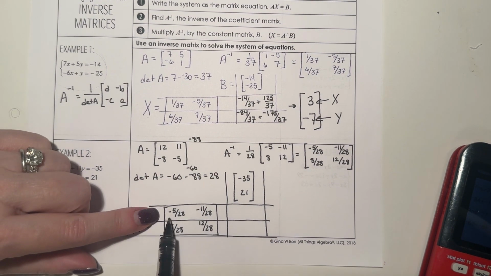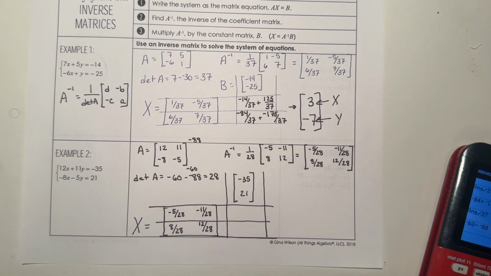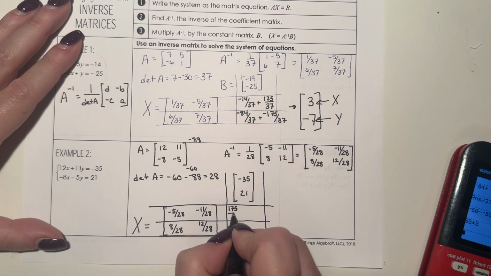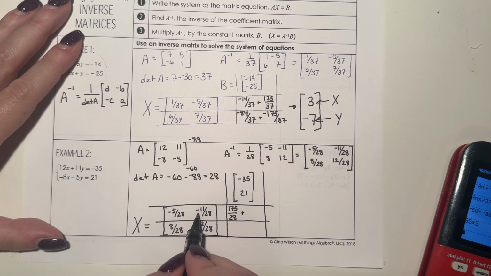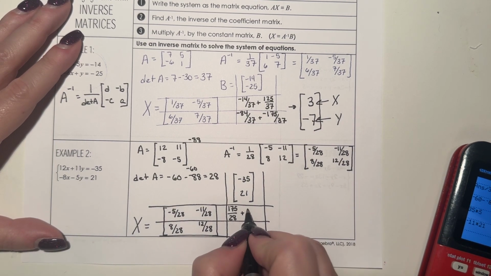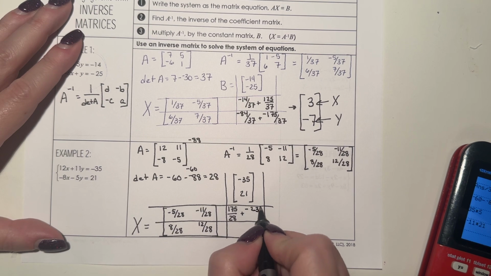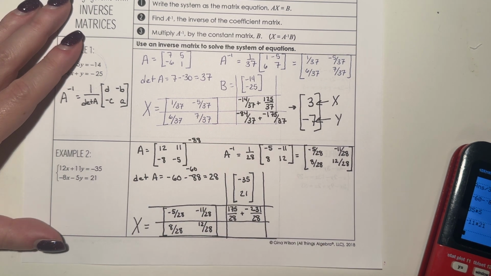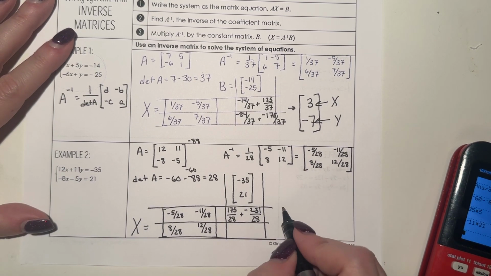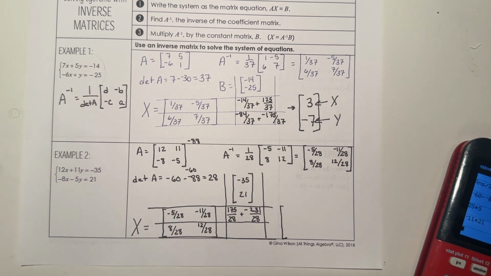Okay, so there's my pieces. Let's do the multiplying. So you're going to do -5 times 35. Okay, that gives me 175 over 28. Then I'm going to do -11 times 21. That's -231 over 28. Hopefully everything's still good. At this point, I want to put those together because I always like to work as I go. So I'm going to put that together, and I'm going to divide by 28.